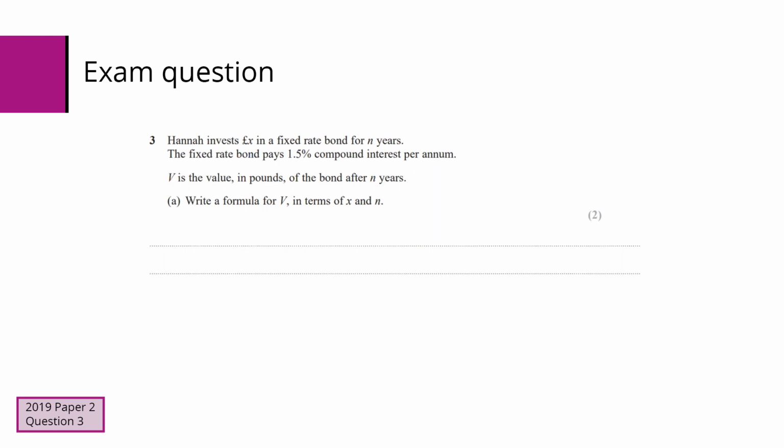Hannah invests X pounds in a fixed rate bond for N years. The fixed rate bond pays 1.5% compound interest per annum. V is the value in pounds of the bond after N years. Now write a formula for V in terms of X and N. 2 marks. So we're going to need a multiplier.